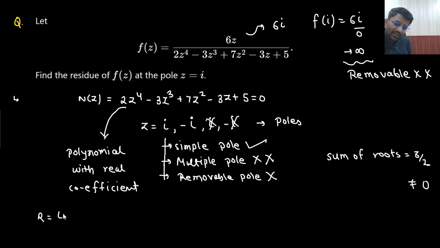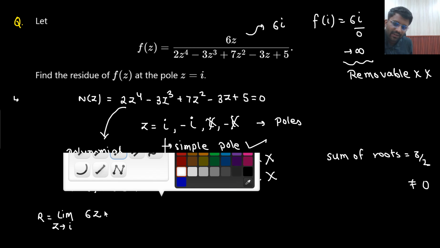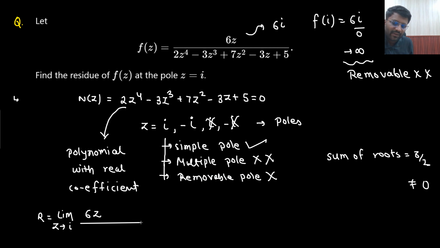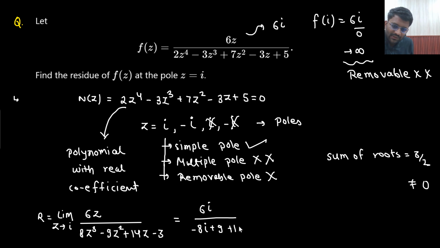What I will do, numerator as it is, z tending to iota, divided by the differentiation of the denominator. So what will be the differentiation of the denominator? 8z cube minus 9z square plus 14z minus 3. And now I will simply put iota here. What I will get? 6 iota divided by, iota cube will be minus iota, so minus 8 iota plus 9 plus 14 iota minus 3. So this will become 6 iota, this will also become 6 iota. So it will become iota upon iota plus 1.